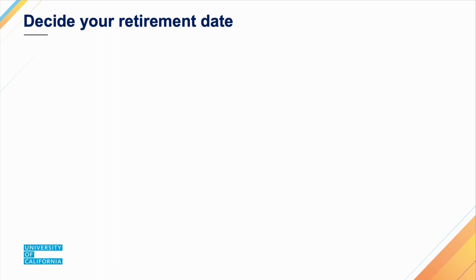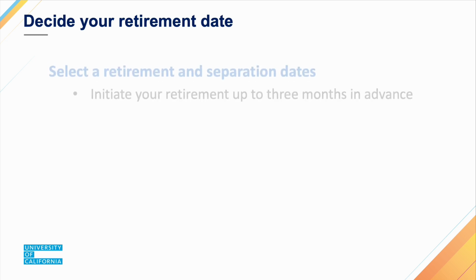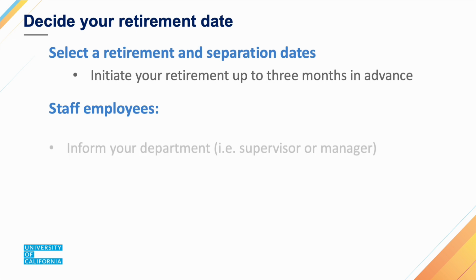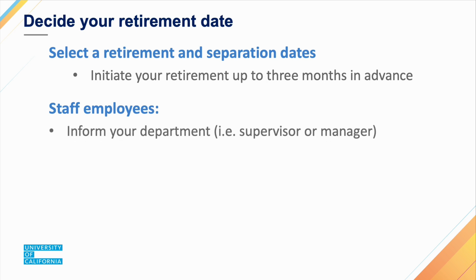You should definitely select a retirement date and begin the process about 3 to 4 months before your intended retirement date. We talked about the separation date and the retirement date being 2 distinctly different dates. You can initiate the retirement process 3 months ahead of time. For staff employees, a good place to start that discussion with regards to separating and retiring would be with your department, either your supervisor or manager.